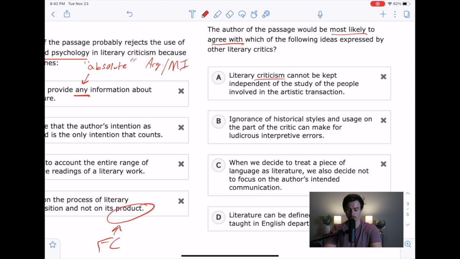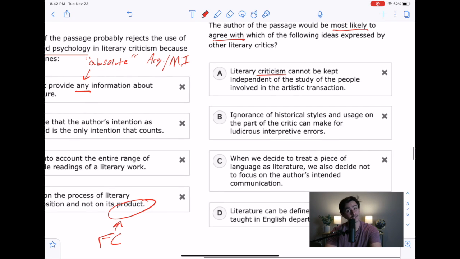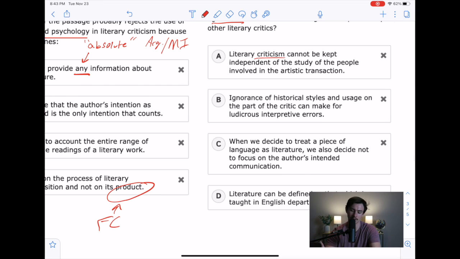C says when we decide to treat a piece of language as literature, we also decide not to focus on the author's intended communication. I don't love C, but it's the best answer so far, because what it's saying is we're going to draw a hard line. Like whenever we're deciding to look at this piece of language as literature, when we're going to critique it, we're not going to worry about what the author thought or felt as he or she was writing it. So C's okay. I could see a better answer though, so that's why I kind of say maybe or maybe not. It's because I could see a better answer than C. Well, let's go to D.